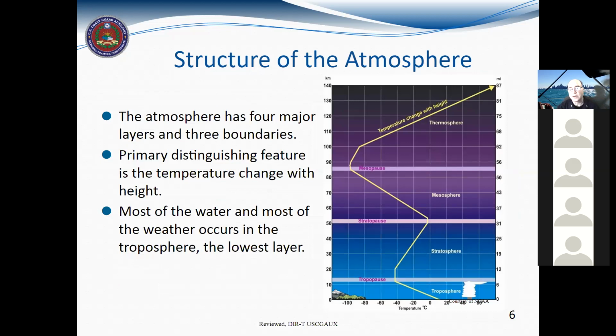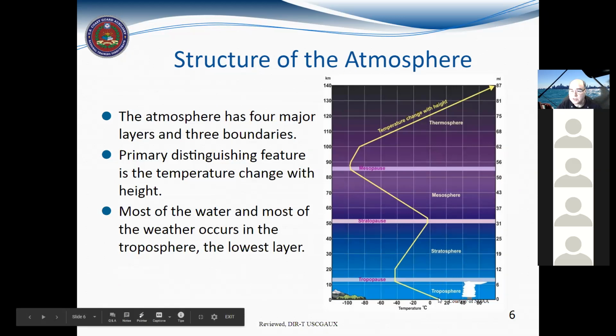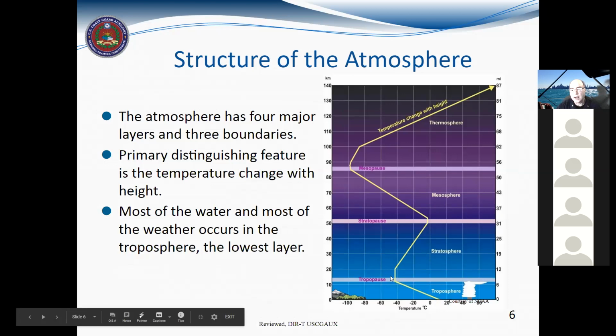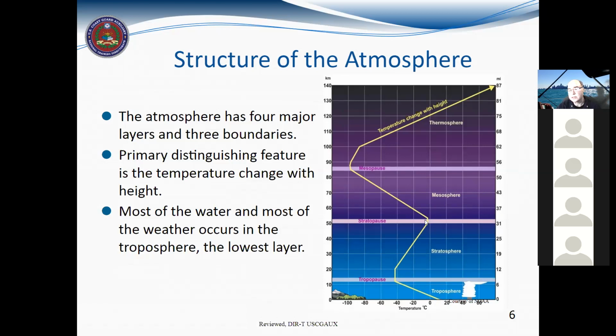Here's the structure of the atmosphere. So if you can all see here, the atmosphere has 4 major layers and 3 boundaries. The primary distinguishing feature is the temperature change with height, and most of the water and most of the weather occurs in the troposphere, which is the lower layer. So if you look down here, you're down in the troposphere. As you go to a higher altitude, and this is for basic understanding, the temperature decreases with altitude. Once you get up around the tropopause and into the stratosphere, the temperature actually rises again with altitude until you get to the stratopause.